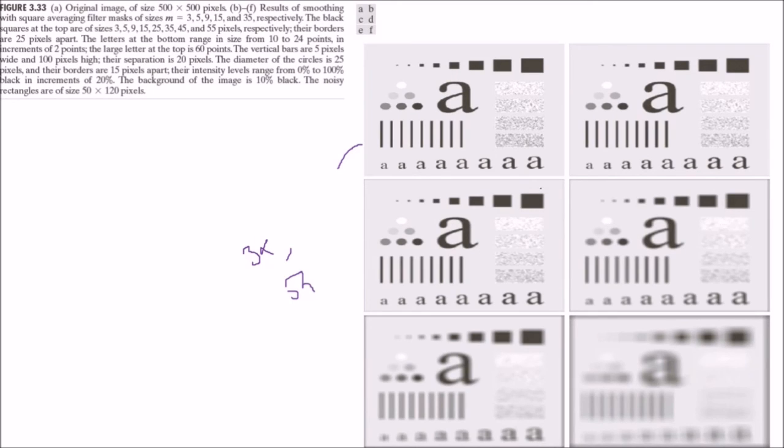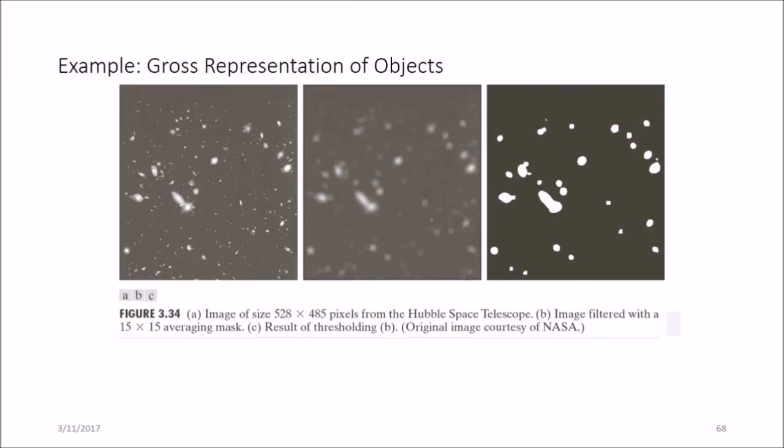The vertical bars are 5 pixels wide and 100 pixels high. So this separation is 20 pixels. The diameter of the circles is 25 pixels and their borders are 15 pixels apart. Their intensity levels range from 0 to 100% black in increments of 20%. And the background of the image is 10% black. Then there is the noisy rectangle area of 150 by 120 pixels.